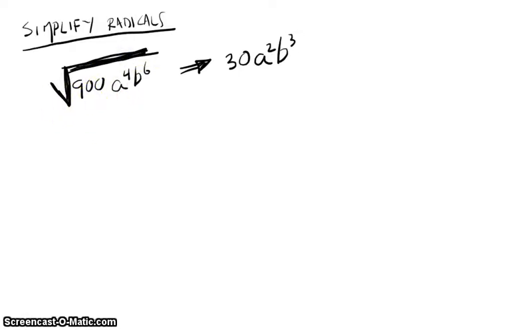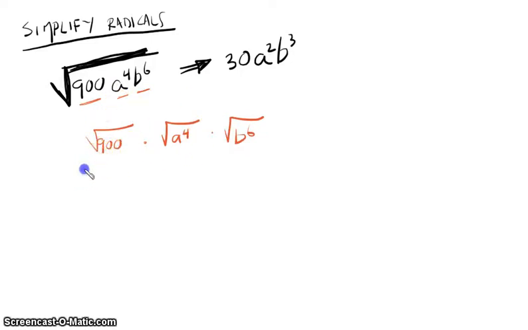The 900 is separate, the a to the fourth is separate, and the b to the sixth is separate. Because there's no plus or minus signs, we can think of this as the square root of 900 times the square root of a to the fourth times the square root of b to the sixth. There's no reason to write it like this, but we can think of it this way. That way it doesn't get us all screwed up.